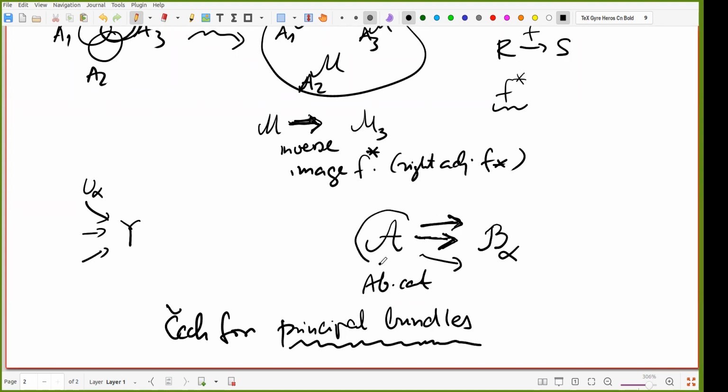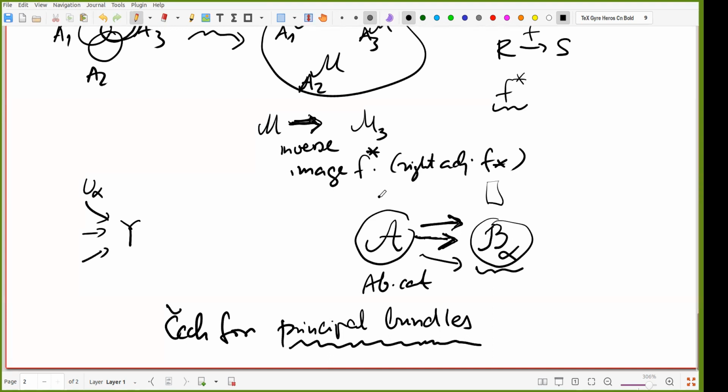So if this is my space and this is its cover, I would like over every one of these to have a locally trivial bundle, which will trivialize over this B alpha. So I have to know what it means to be trivial, and that depends on the generality in which I want to look at it. So I will have this cover, and I can glue this A from B alpha by descent theory.